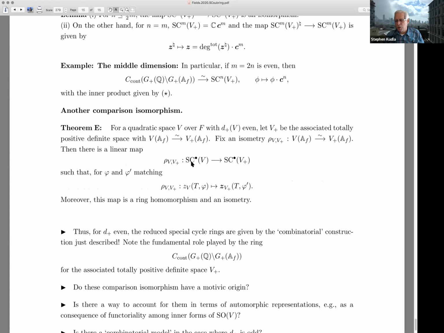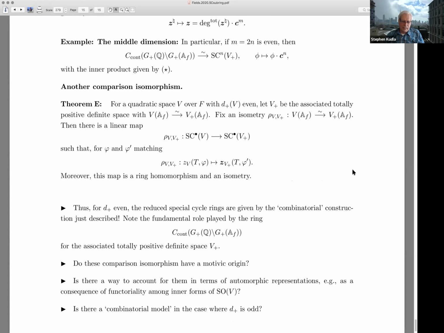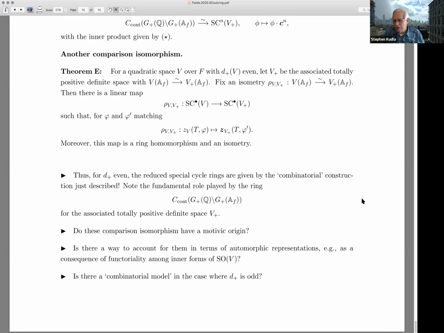And the dimension of the Shimura variety can vary as you vary the D plus, as long as D plus is even. And so I think it's rather startling that you can write down, in some sense, all of these rings in this even case.